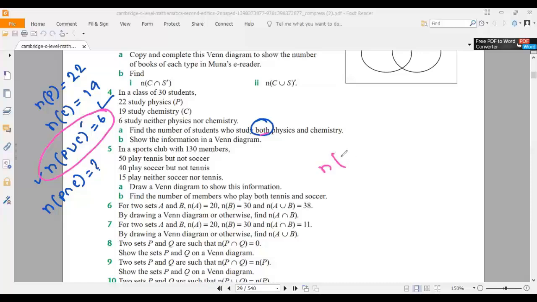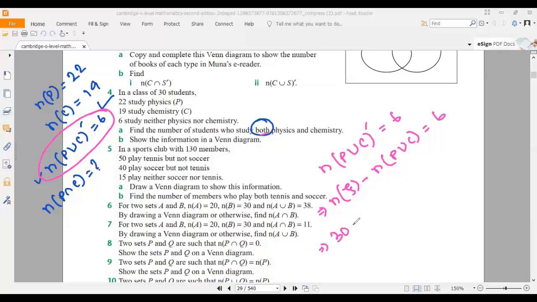This one says N of (P union C) whole prime equal to 6. So what does that mean? That means it will be the subtraction of the number of the union part from the whole set. So if the whole set is N of this one and the union part is N of P union C, then we can say that one will be 6. So what is N of this one? That one will be 30. Okay. Minus N of P union C.